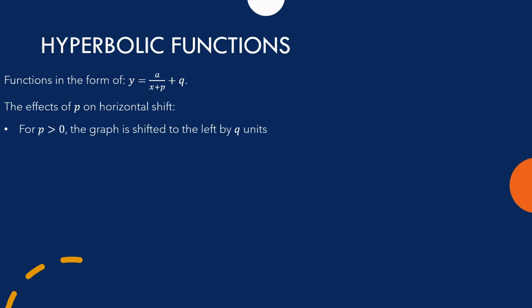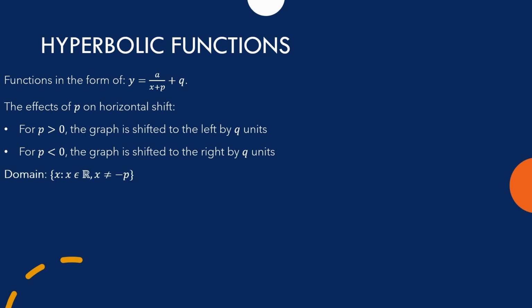For p greater than 0, the graph is shifted to the left by p units, and inversely, for p less than 0, the graph is shifted to the right by p units. The domain is as follows: x is an element of real numbers, but x is not equal to negative p. And the range is as follows: again, y is an element of real numbers, but y is not equal to q.